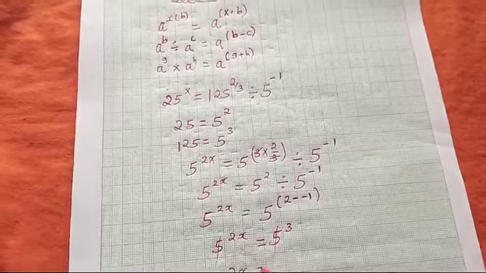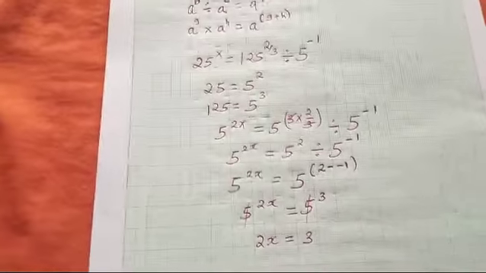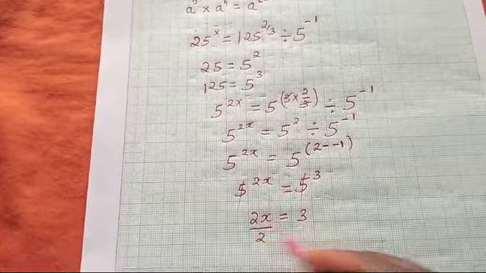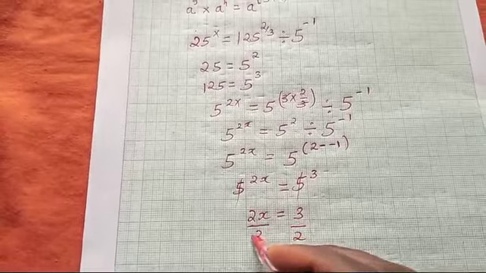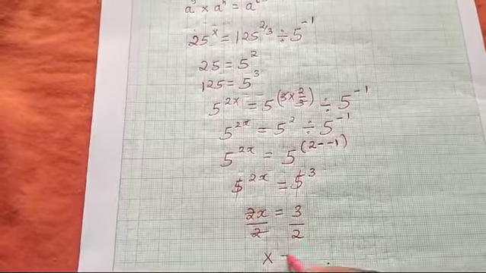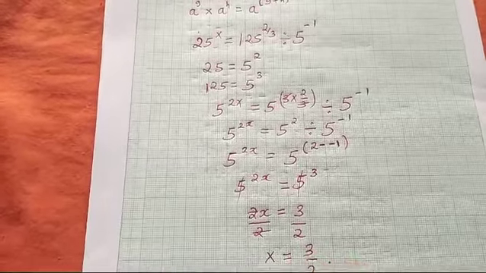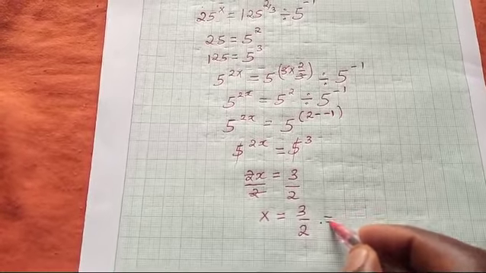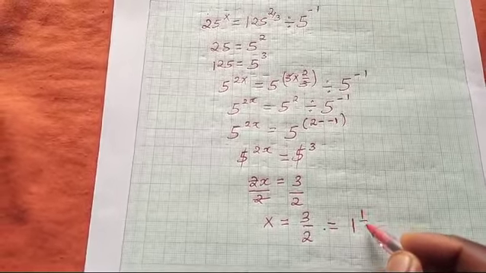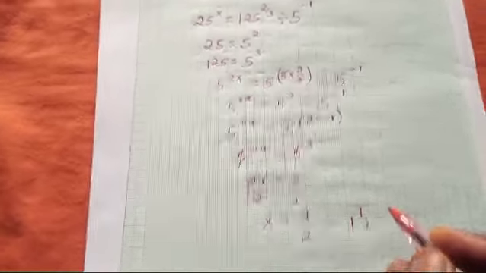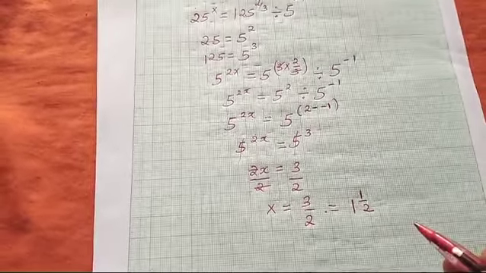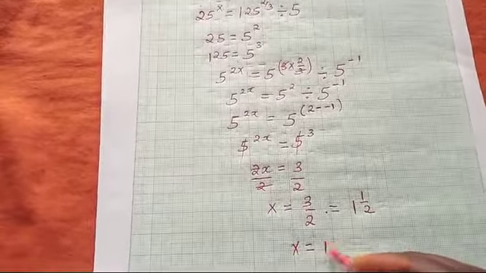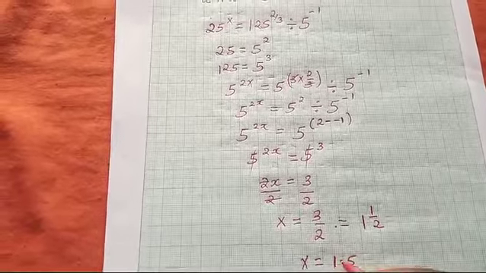We have 2x is equal to 3. For us to find the value of x, we have to divide on both sides by 2. 2 and 2 cancel. So our x is equal to 3 over 2. For us to get this right, we have to simplify this further. We can say it is 1 and 1 over 2, and that is the value for x. Or you can as well write this as a decimal and say x is equal to 1.5.